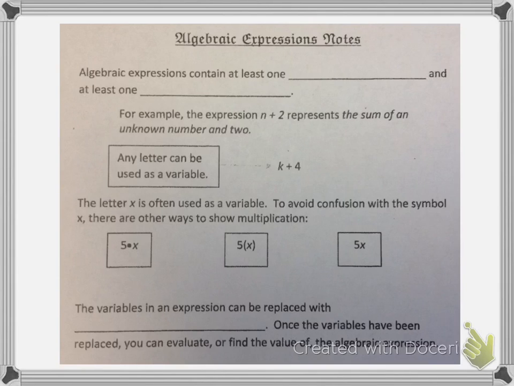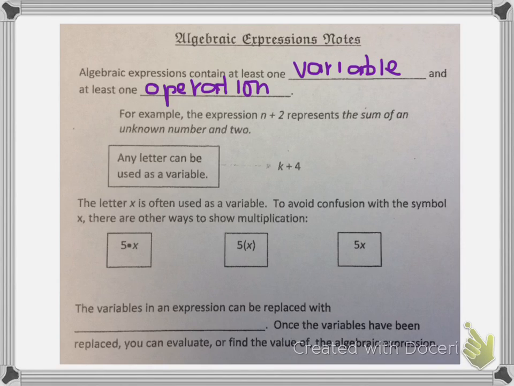Algebraic expressions contain at least one variable and at least one operation. For example, the expression n plus 2 represents the sum of an unknown number and 2.